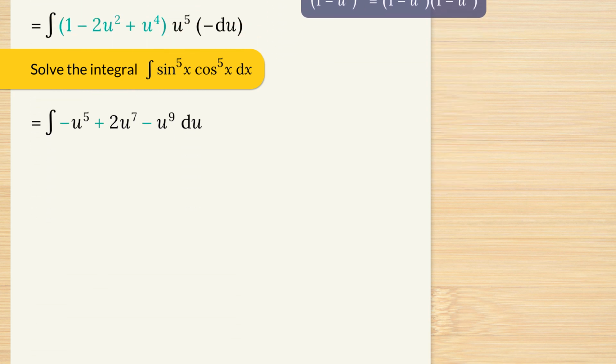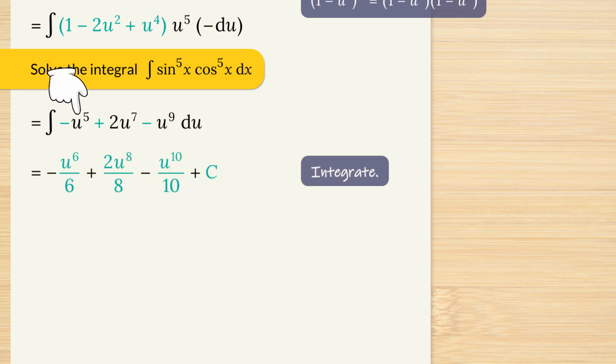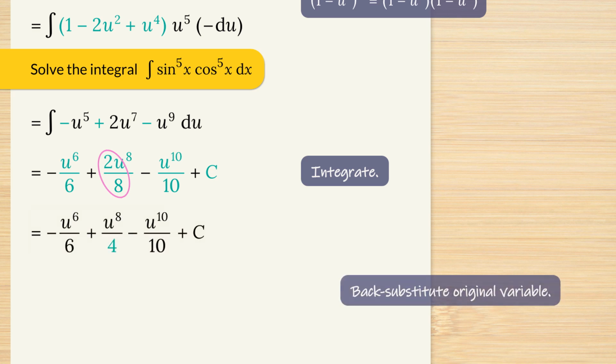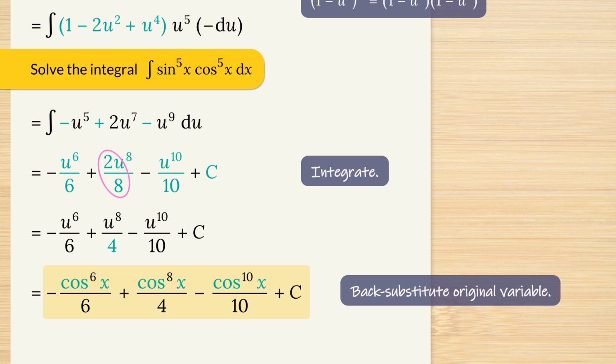Raise the power by 1, divide by the new power. The u⁵ becomes a u⁶, and then divide by 6. The u⁷ becomes u⁸, then divide by 8. And u⁹ becomes a u¹⁰, then divide by 10. Add on the constant of integration plus c. The 2/8 can be simplified as a 4 in the denominator. Get the original variable back. Replace all of the u with cos x.